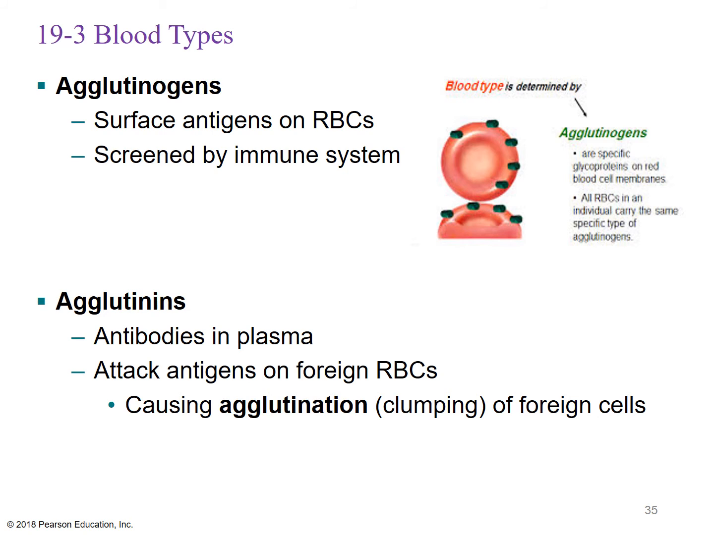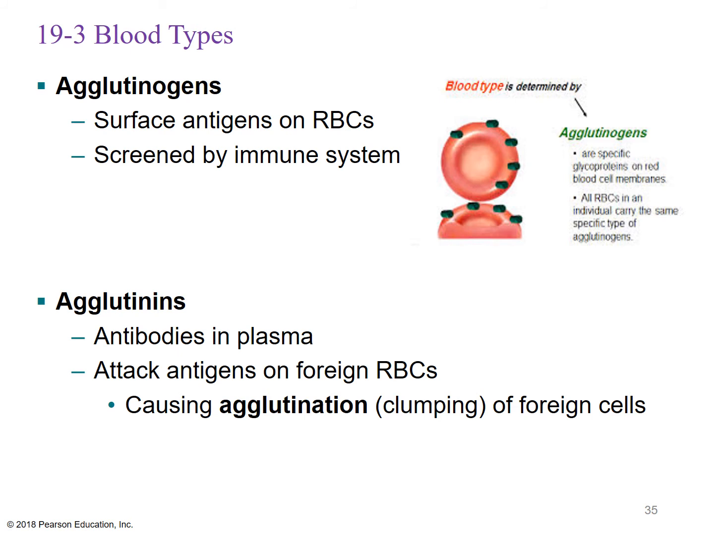So the antibodies in the plasma are the agglutinins, and these will attack the antigens on any foreign red blood cells, and that will then cause something called agglutination, which basically means clumping. It will send a signal to the immune system saying, we have a problem. Come and look at what's going on over here. So the clumping is not going to be a good thing, because then this is going to cause problems within the blood.